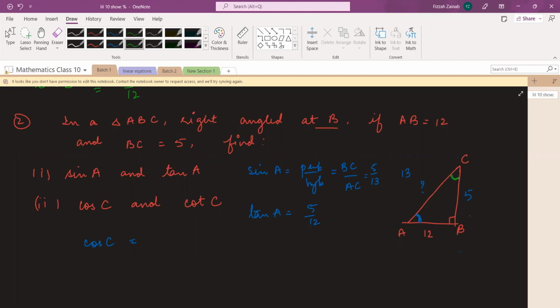Okay. Now see here. 12 by 13 is right. Now see how you get it. Now you are taking this angle C, correct? What is cos? First of all, write down base by hypotenuse. Ma'am, cos is hypotenuse by perpendicular, right?